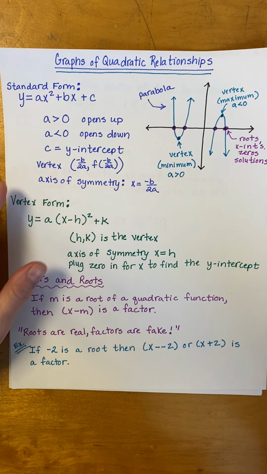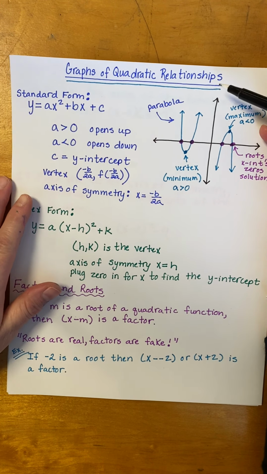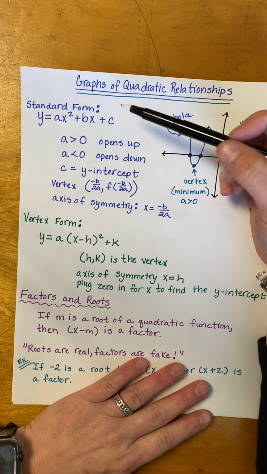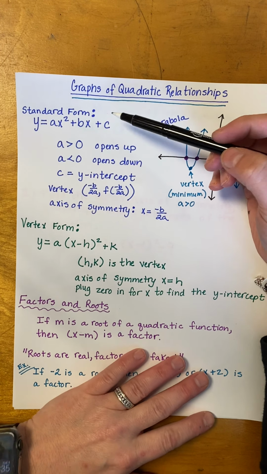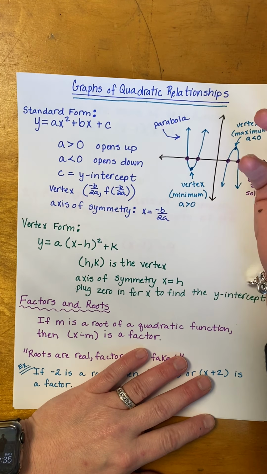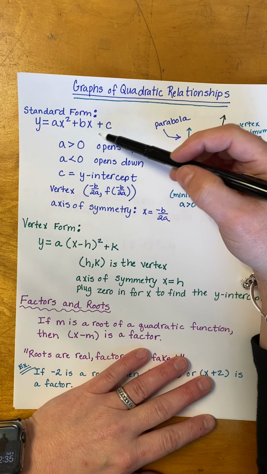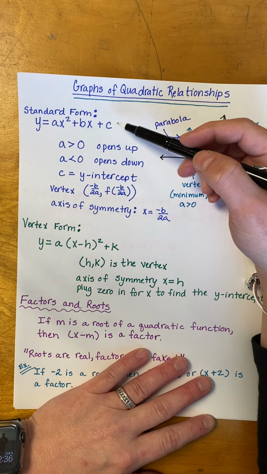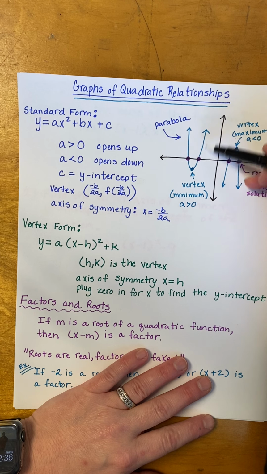Hey y'all. So today I'm going to talk about graphs of quadratic relationships. The standard form of a quadratic function is y or f of x equals ax squared plus bx plus c. When you graph a quadratic function, it makes this shape, which is called a parabola.